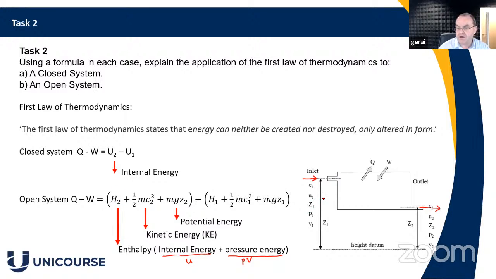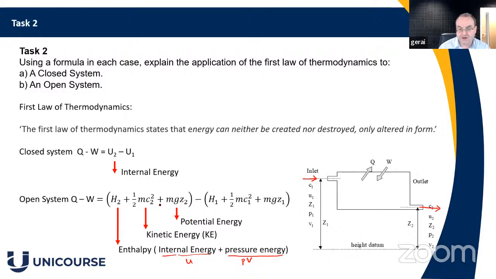But not only does it have enthalpy, it has kinetic energy, because it has a velocity. It also has potential energy due to its height above the datum point, which is mgz, so it's z2 looking at this place. So I'm looking at z2 here. It has potential energy at the outlet. It also has potential energy at the inlet.